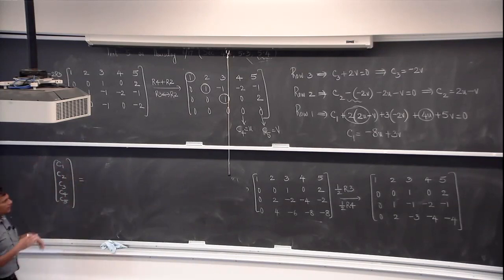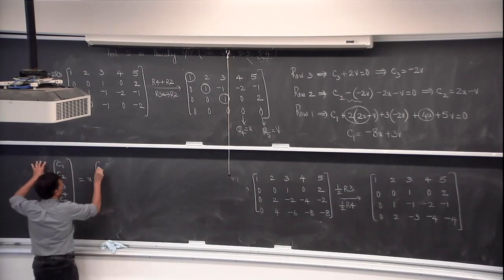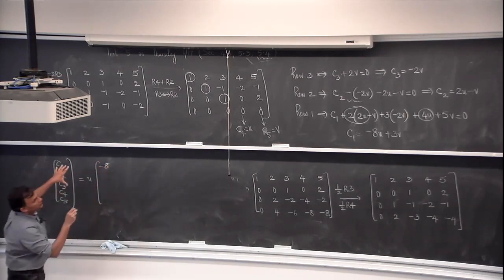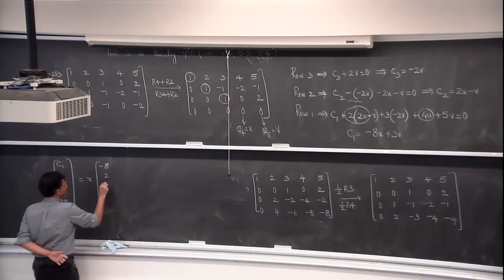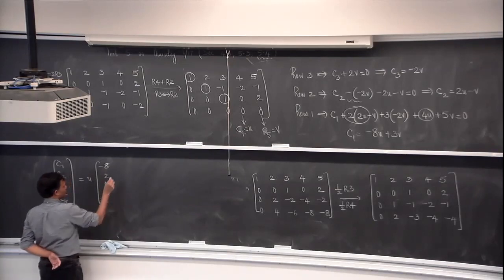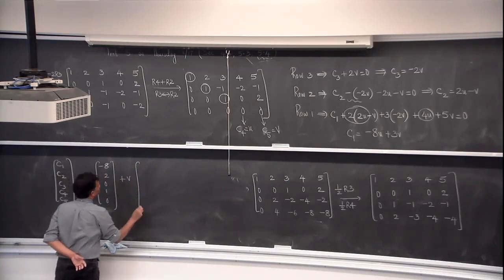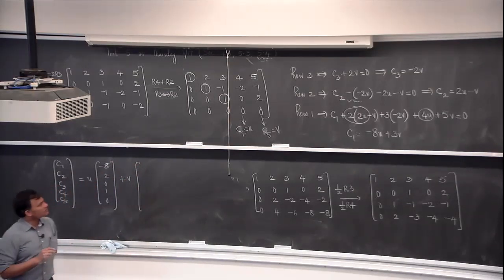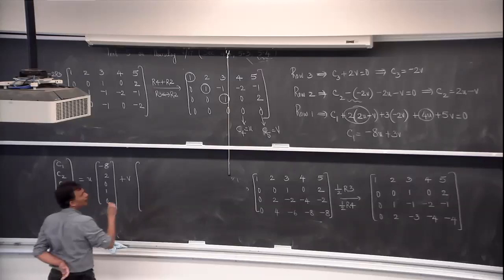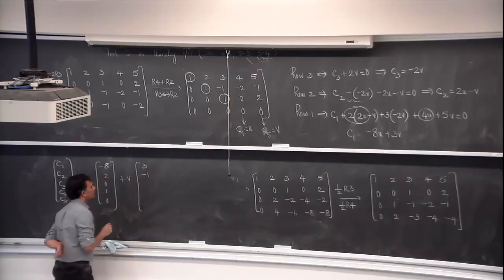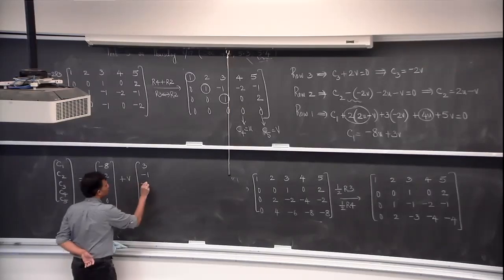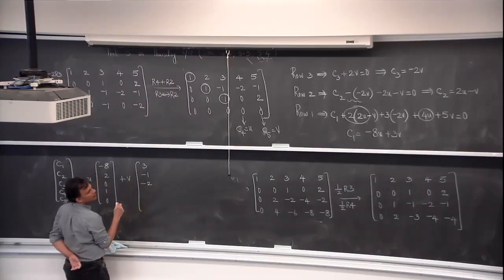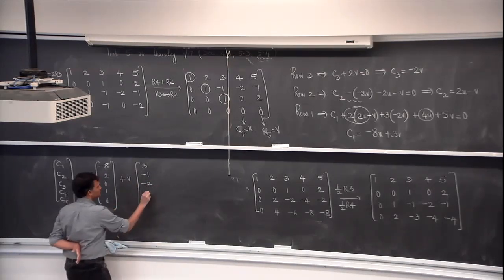Equal to your typical vector form, that's u times -8, 2. C3 has no u terms, C4 has 1u, C5 has no u. Plus v times 3, -1, C3 is -2, C4 is 0, and C5 is 1.